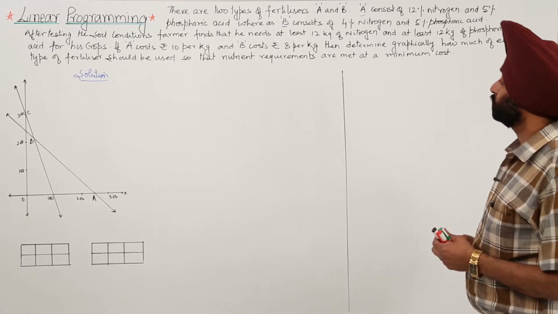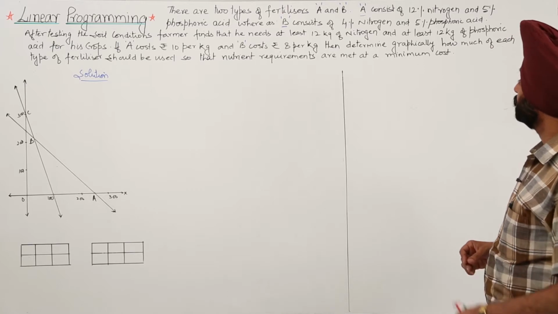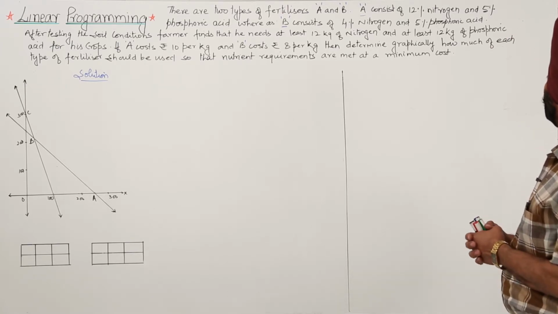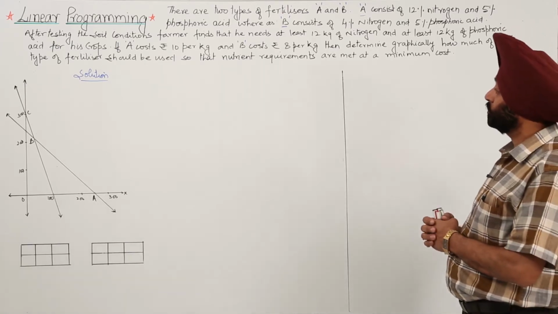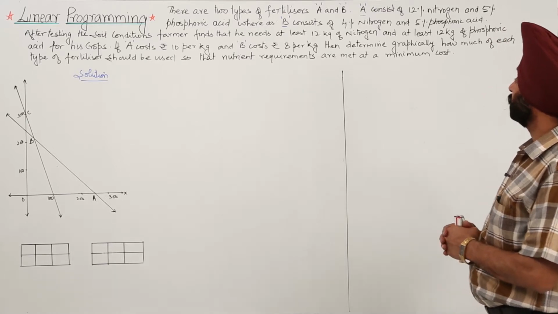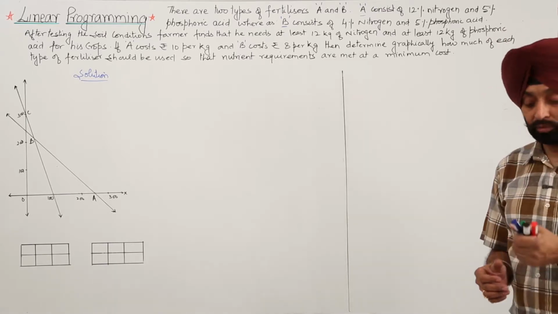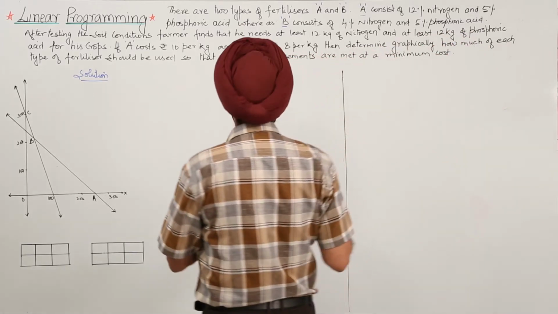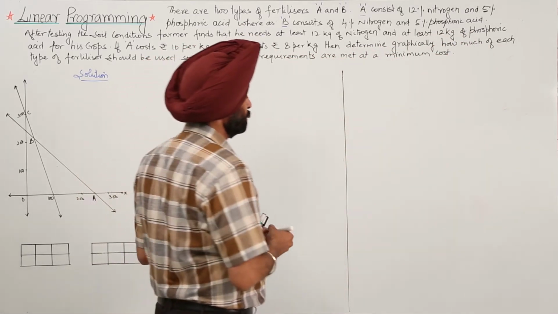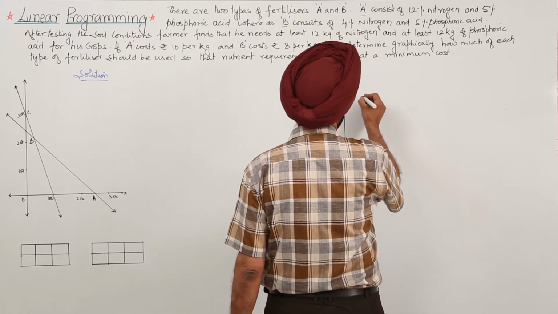If A costs rupees 10 per kg and B costs rupees 8 per kg, then determine graphically how much of each type of fertilizer should be used so that nutrient requirements are met at a minimum cost. Now, let's try to make a table. What can we write in the table now?